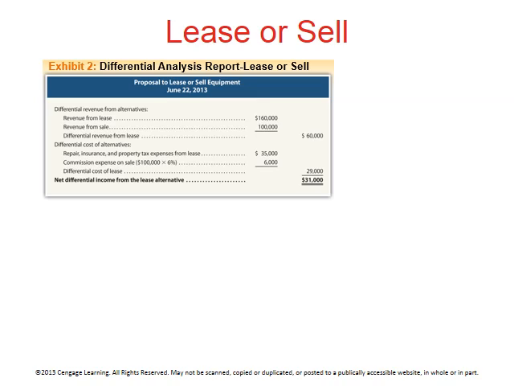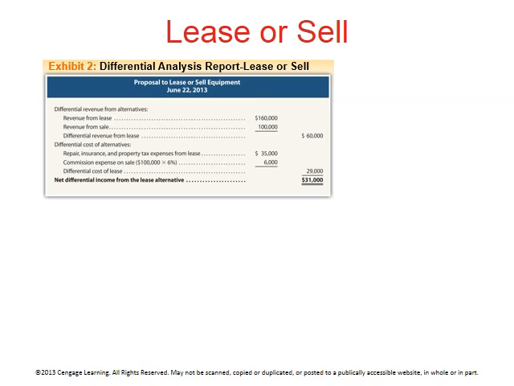So here's a differential analysis. So we're going to look at the revenue from both alternatives, the revenue from the lease and the revenue from the sale. So the differential revenue from the lease is $60,000, which means that the revenue is $60,000 higher to lease than to sell. Then we look at the cost alternatives.